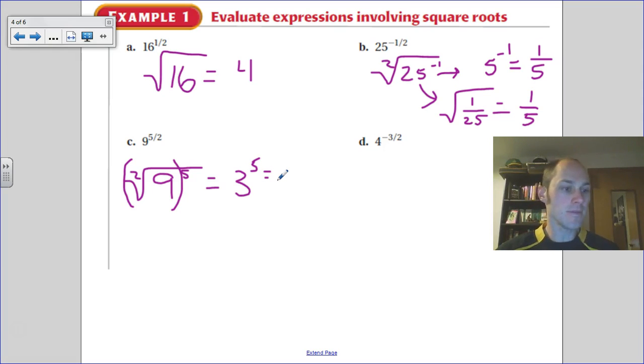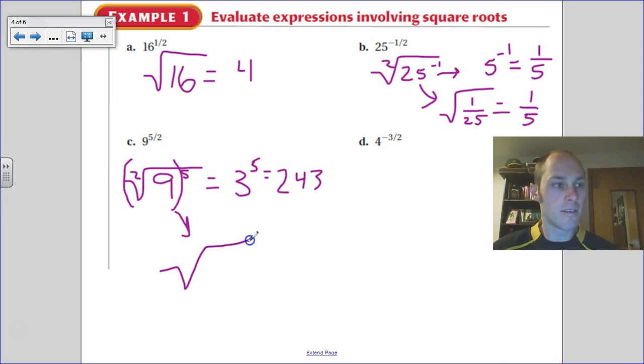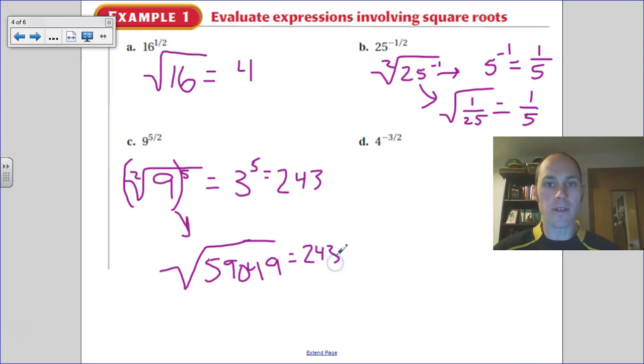243, I missed one in there. So 3 to the 5th is 243 when we evaluate that. And notice if I would have gone the other way, 9 to the 5th first, that would be 59,049, which is a larger number. Then if I evaluate the square root of that, that would give me 243 as well. So it's just a matter of which numbers you want to work with.